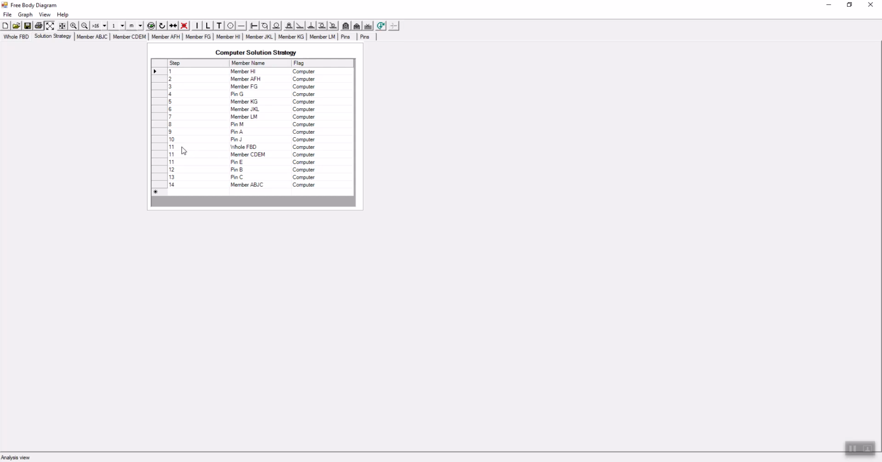Now here in step 11, the computer program asks us to look at the whole free body diagram. We can write 3 equations and write 3 equations for member CDEM. So if we solve whole FBD and member CDEM simultaneously, we will have 6 equations, which means we can determine 6 unknowns. Let's see where these 6 unknowns are coming from.